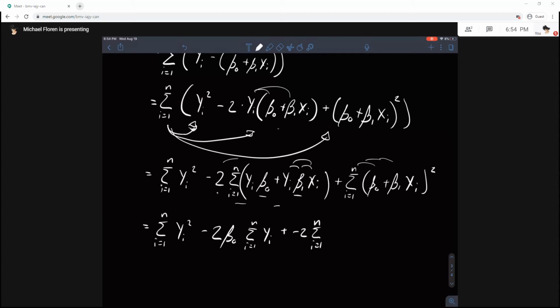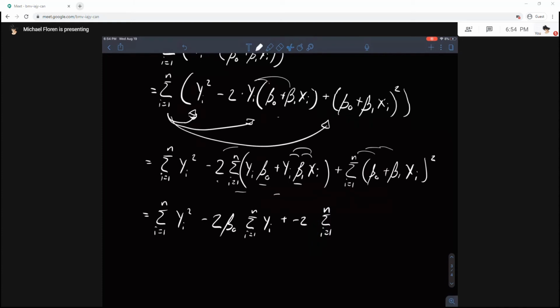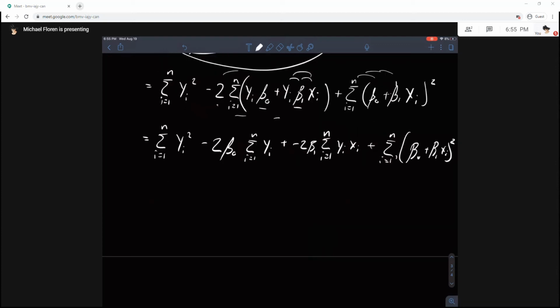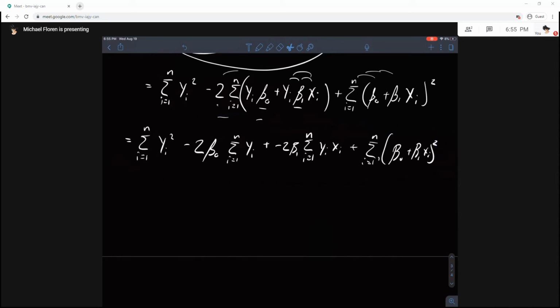Excuse me, I was going to also pull out that beta 1 of y sub i times x sub i, plus the sum from i equals 1 to n of beta 0 plus beta 1 x sub i quantity squared. Woo! I could fit it all in. Okay, so this is going to be my starting point that I'm going to use to jump off and get my derivatives. This is going to be where we're going to start from.